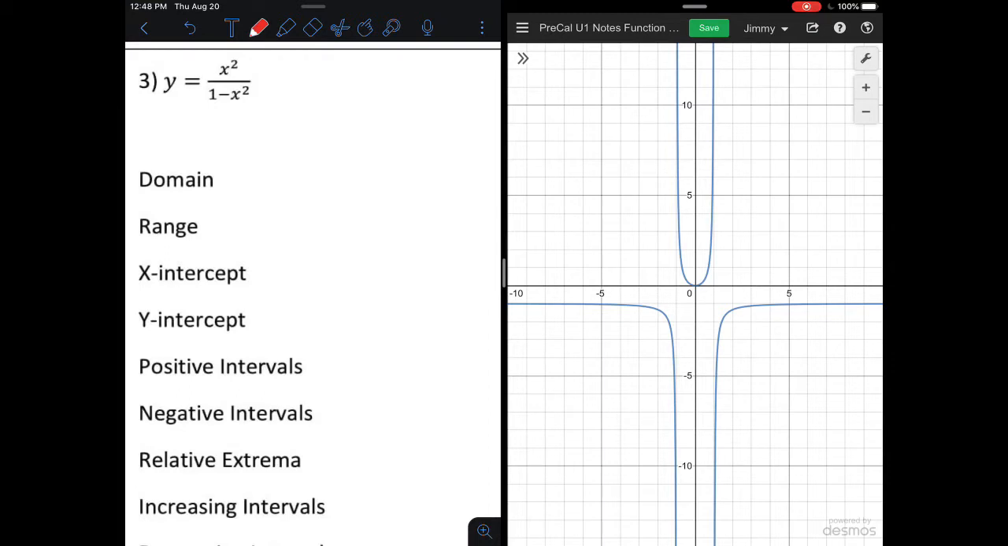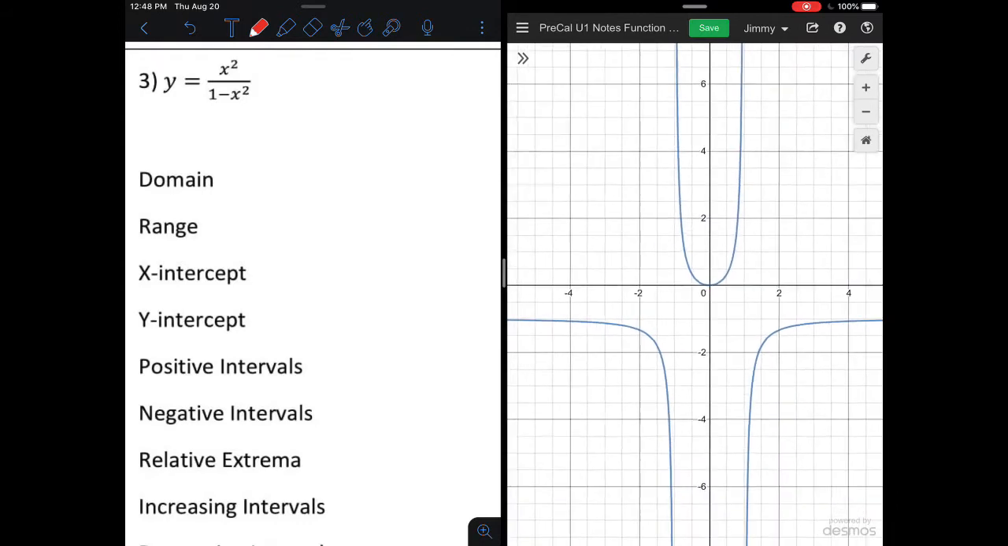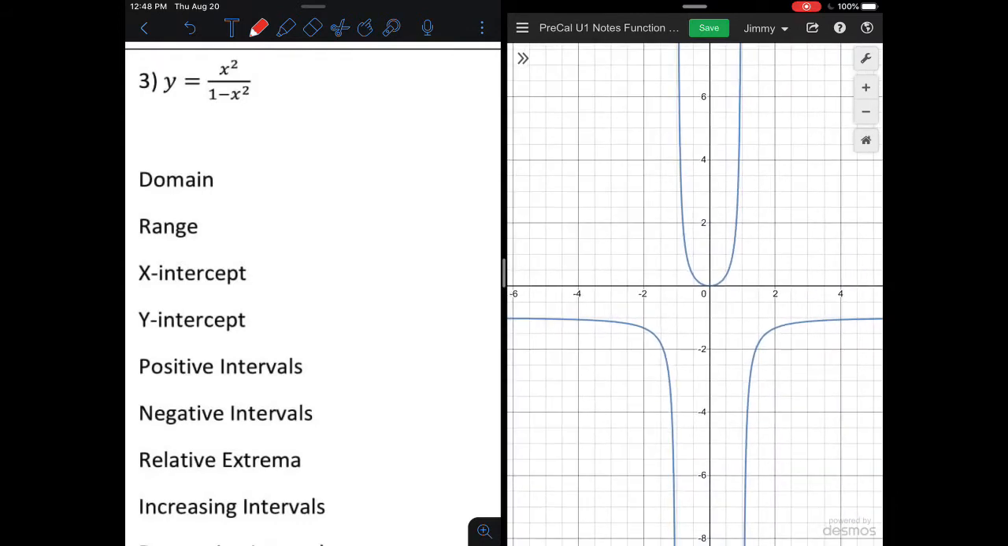Now, graphically, if I'm looking at the graph of the function, one of the first things that I do is I start scanning from left to right and looking for breaks. And we see that there are two breaks in this function. There's a break at x equals -1, and there's a break at x equals +1.